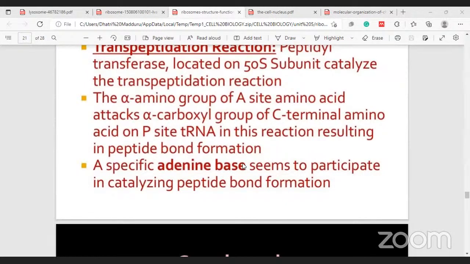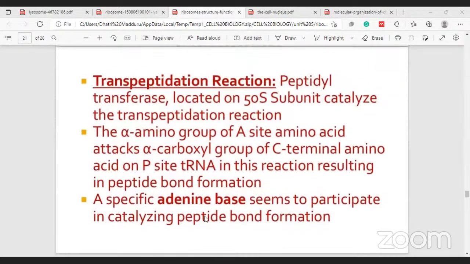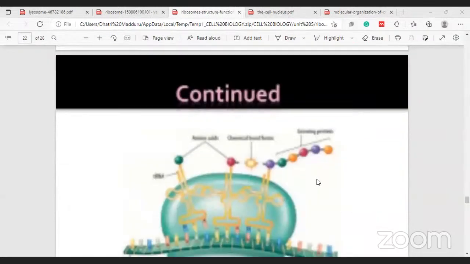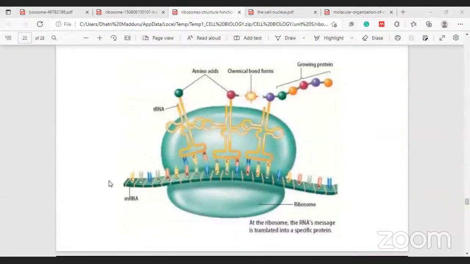So a specific adenine base seems to participate in catalyzing peptide bond formation. So like this, you have, these are the amino acids. So this polypeptide chain will try to attach here by forming a peptide bond.